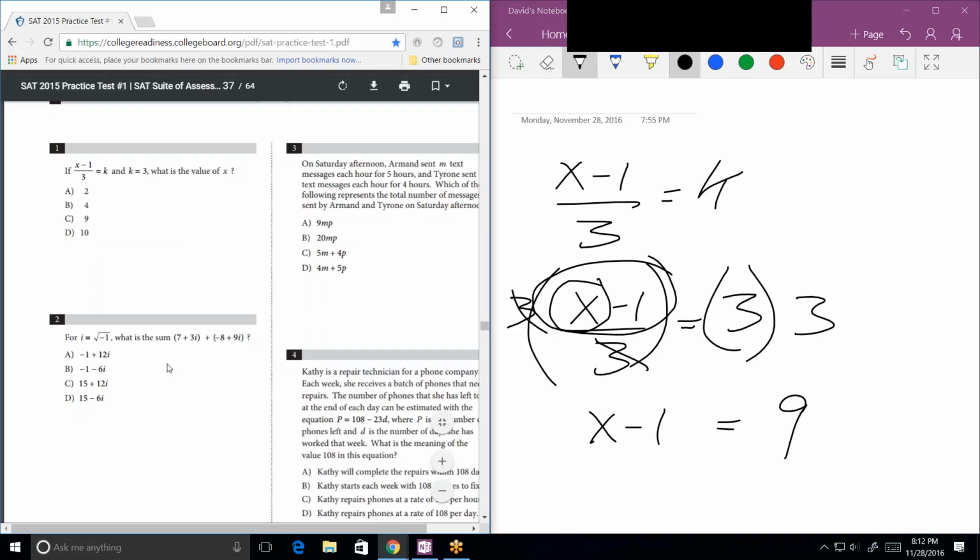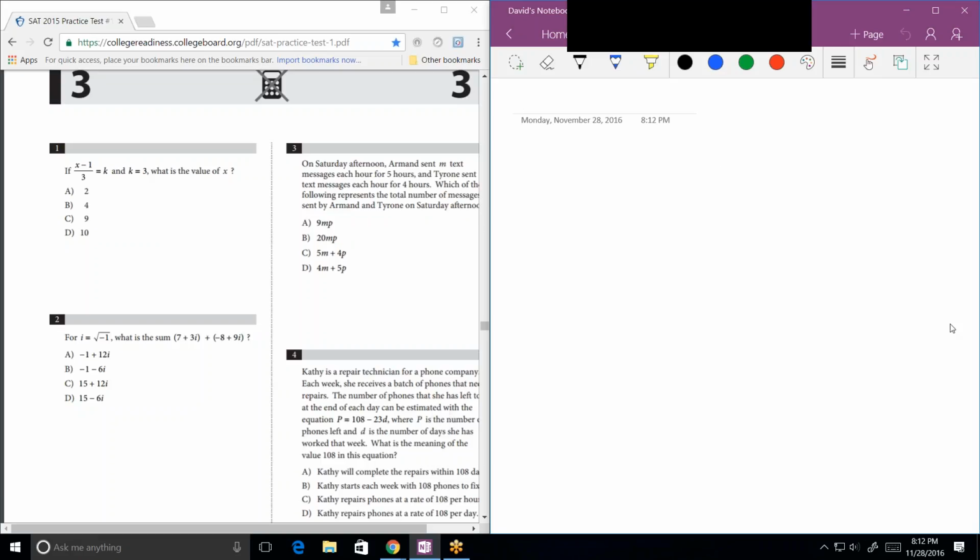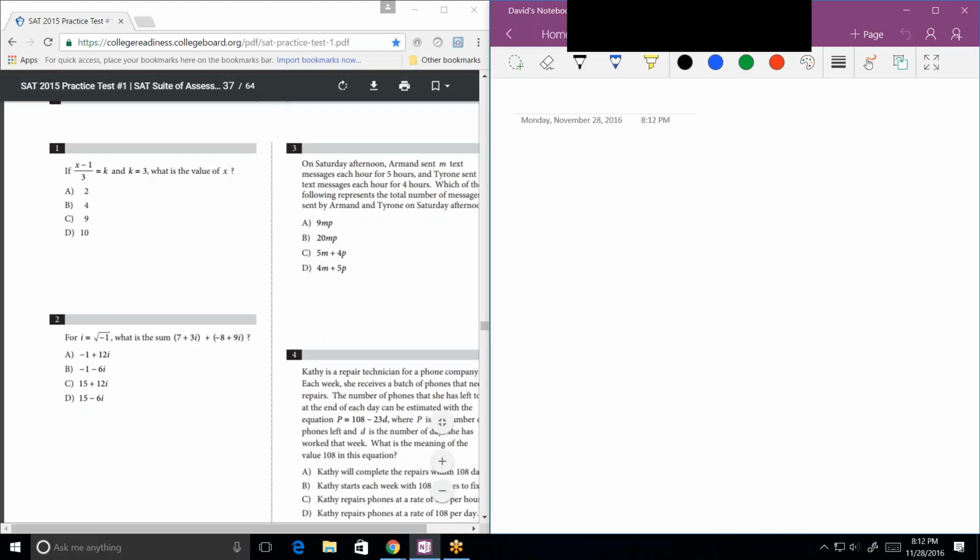Number 2. And have you gotten to complex numbers? You have, haven't you? We have. I thought so. Even if you had not, you should be able to do this problem without knowing anything about complex numbers. It doesn't look too hard. So it'd be minus 1 plus 12i. Correct, which is answer A.